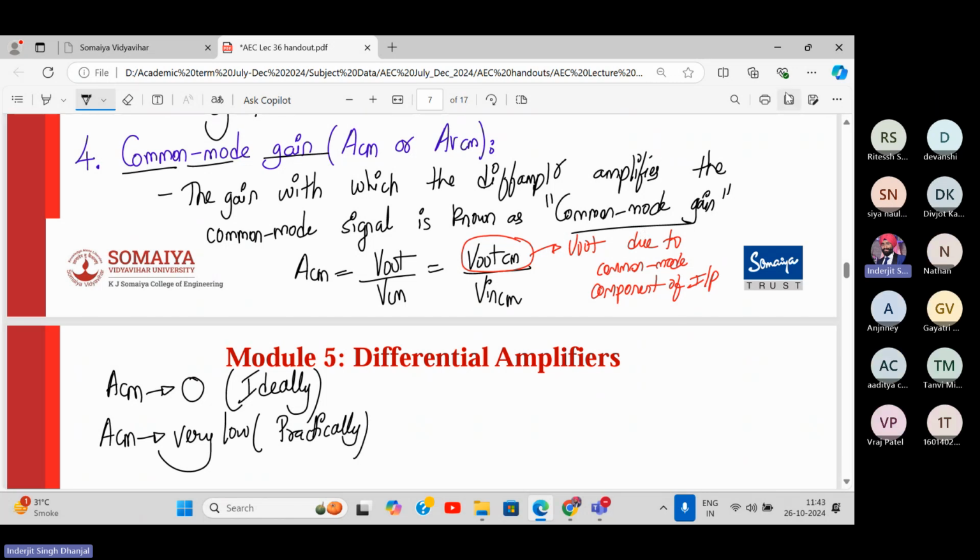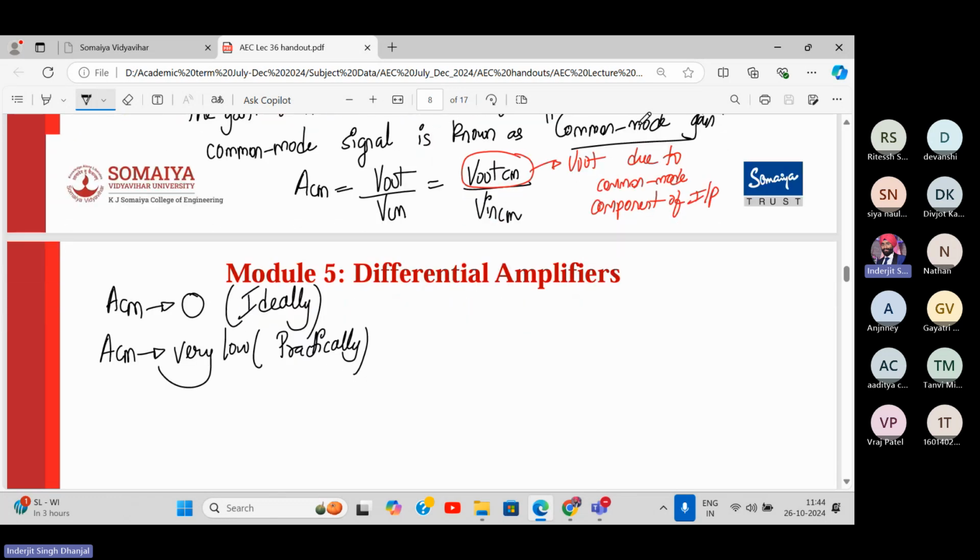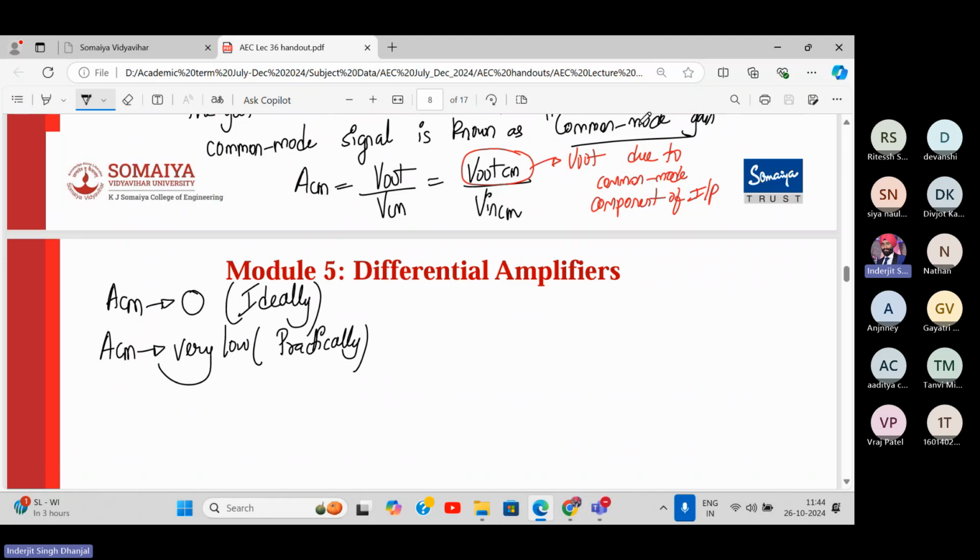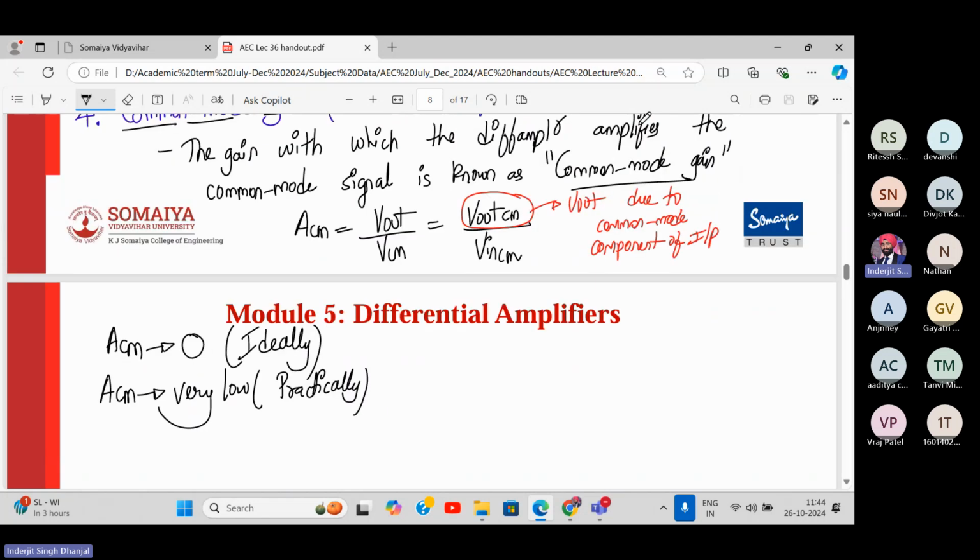So how good is a differential amplifier? How do you measure? If differential mode gain is very high and common mode gain is very, very low, because common mode gain is actually amplifying the common mode signal, which is the form of a noise. So we should reject the noise signal and amplify the difference between the two signals. Okay, I hope you have completed this. So ideally common mode gain should be as low as possible, ideally 0. So a good differential amplifier will have differential mode gain very high and common mode gain very, very low.